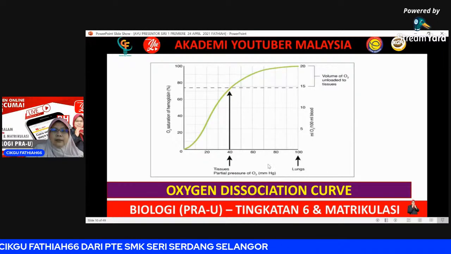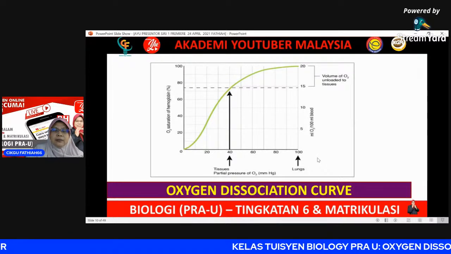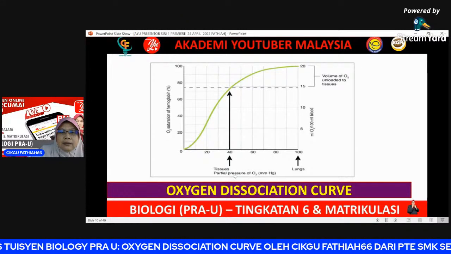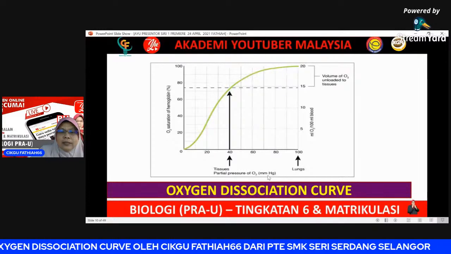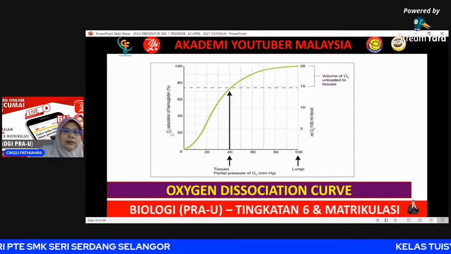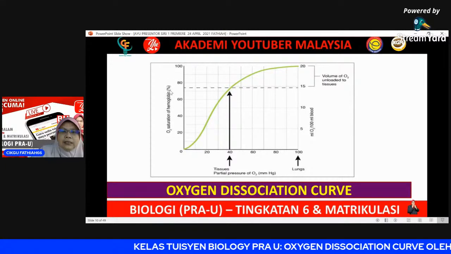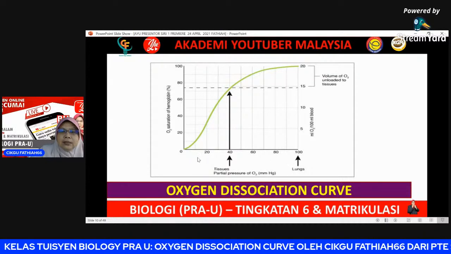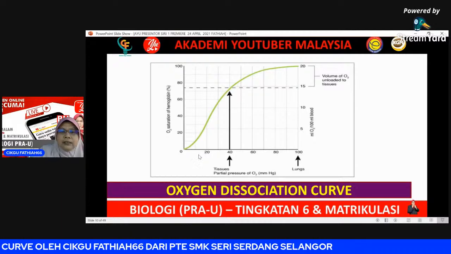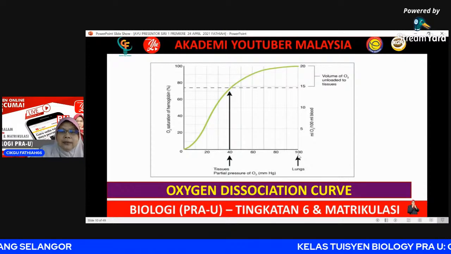The graph is bigger in size. The oxygen dissociation curve has an x-axis, the partial pressure of oxygen, with unit millimeter mercury. The y-axis is the oxygen saturation of hemoglobin, with unit percentage. On the x-axis, you can observe that when the partial pressure of oxygen increases in the lung, it will reach 100 millimeter mercury.